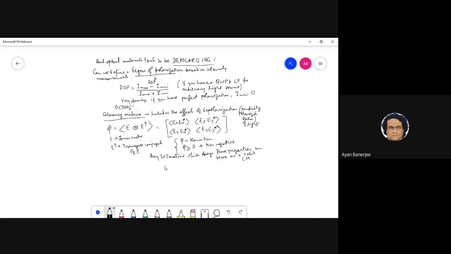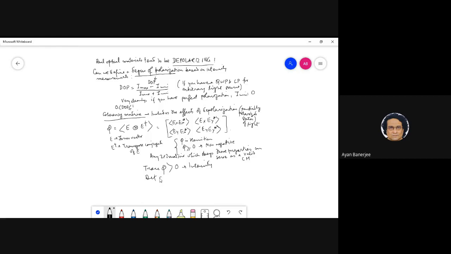Can you tell me, what will be the trace of phi? What can we say about that in terms of its value? Trace means this. It's the intensity, right? So that will always be greater than 0. Nothing but the intensity. So this has to be greater than 0. Very crucial, right?